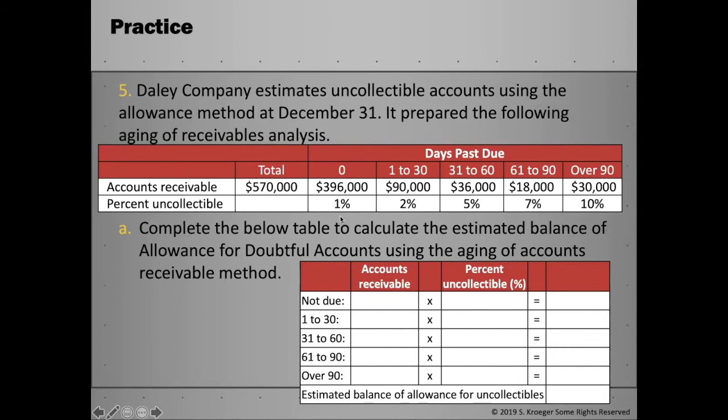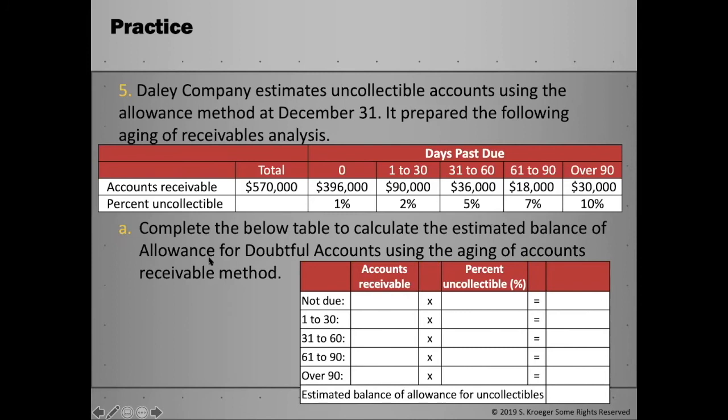We think maybe 1% will be bad debts, will be uncollectible. Those who are 1 day to 30 days late, we increase that a little bit, 2%, and so on, 5%, 7%. And those who are over 3 months late, we say maybe 10% will be uncollectible. We increase this the longer an account is overdue. So instead of applying 1% to the whole amount, we'll do it by categories.